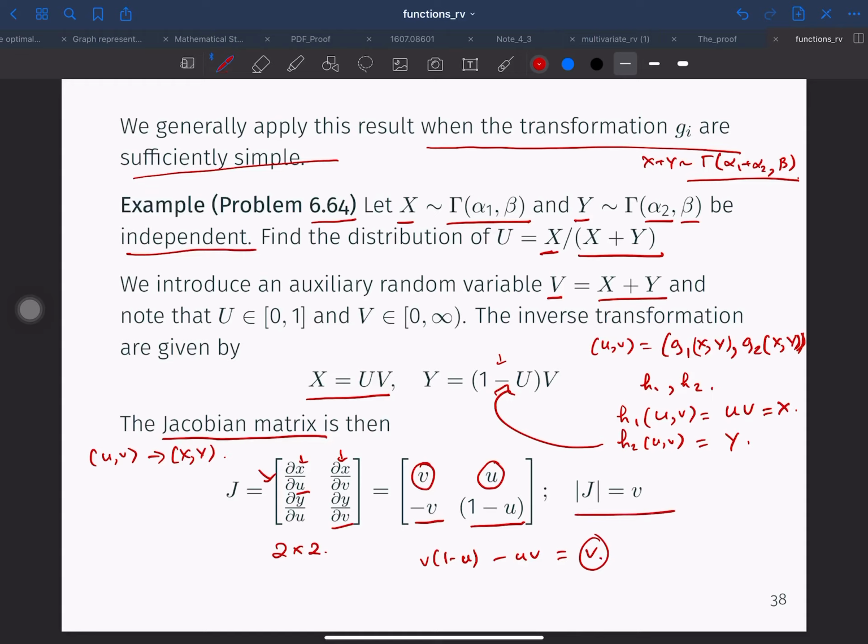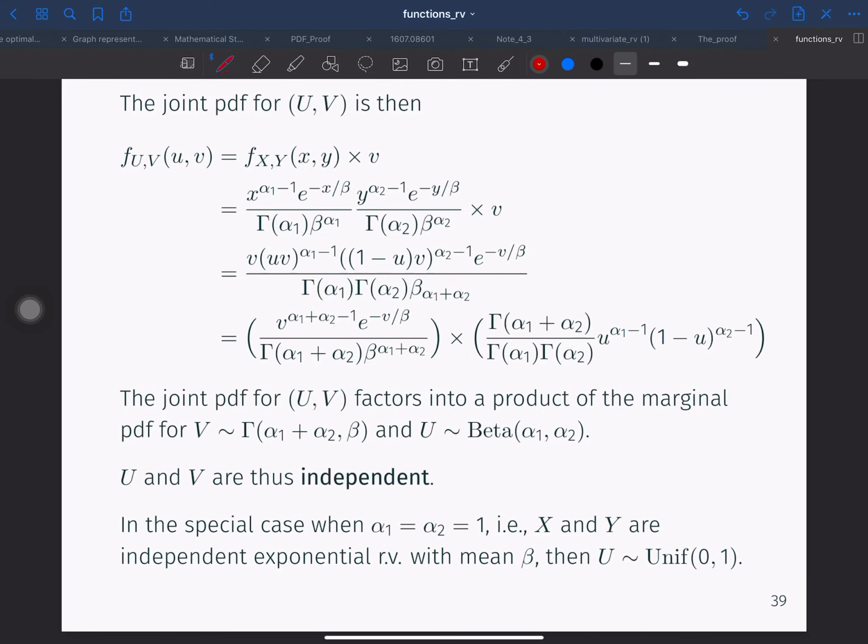The key point we emphasize is that U is in (0, 1), because Y is non-negative and X is non-negative, and so X plus Y is obviously bigger than or equal to X. Furthermore, V, which is X plus Y, is unbounded because both X and Y are unbounded. Using these two facts, the joint PDF for (U, V) is the joint PDF for the inverse X and Y times V.